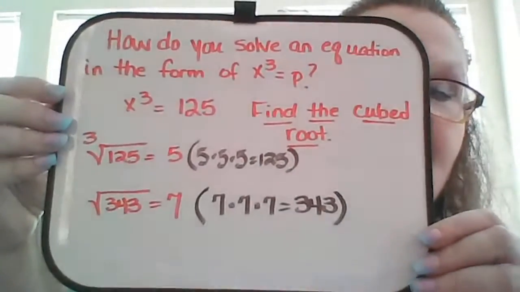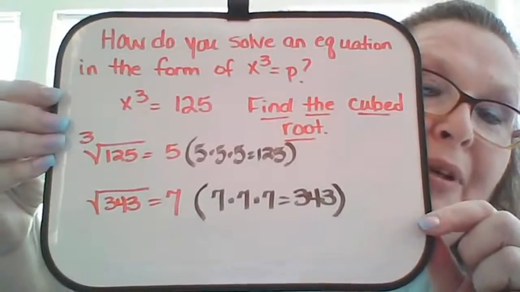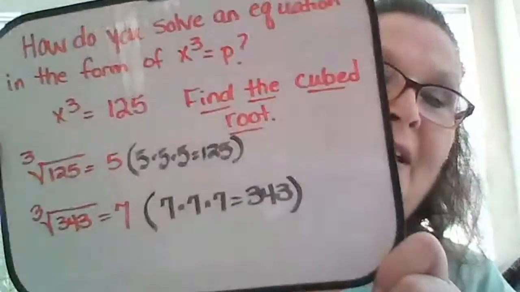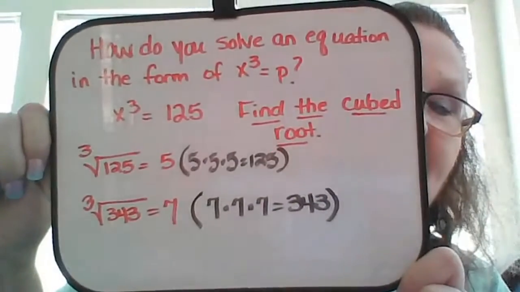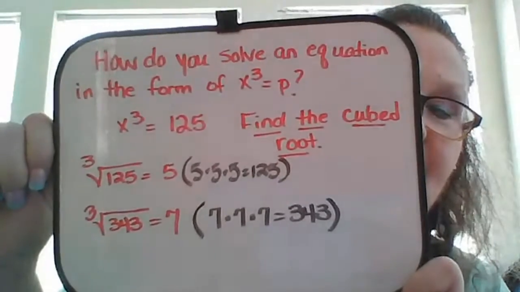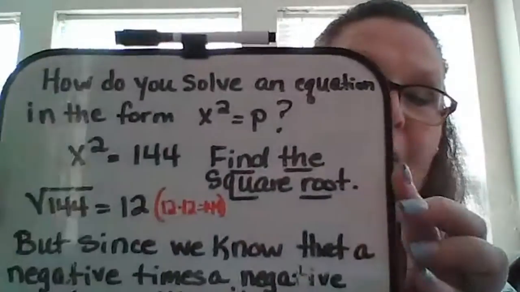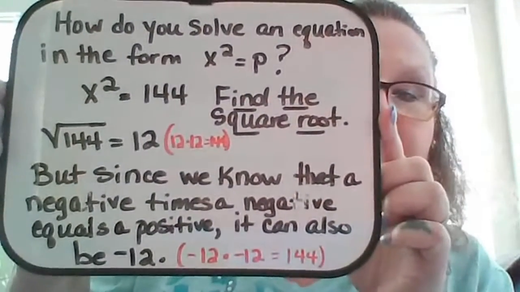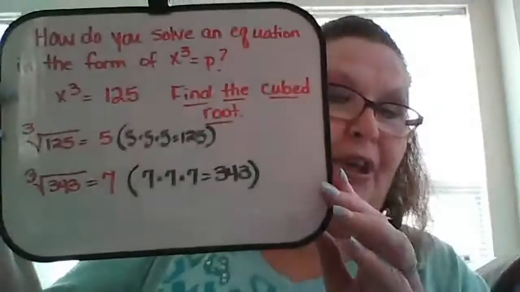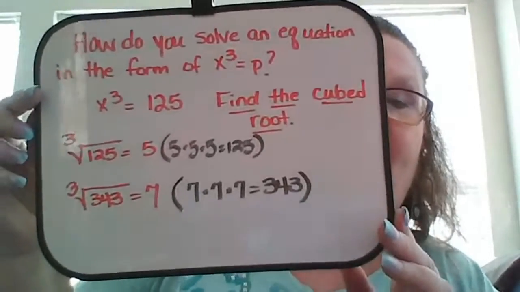If you wanted to know the cube root of 343, and I forgot to put my little 3 outside the radical showing cube root, the cube root of 343 would be 7, because 7 times 7 times 7 equals 343. Now it's only on the square root where it says x squared equals p that you would have to put the positive and the negative number. When you're doing what number cubed, that's not going to apply.